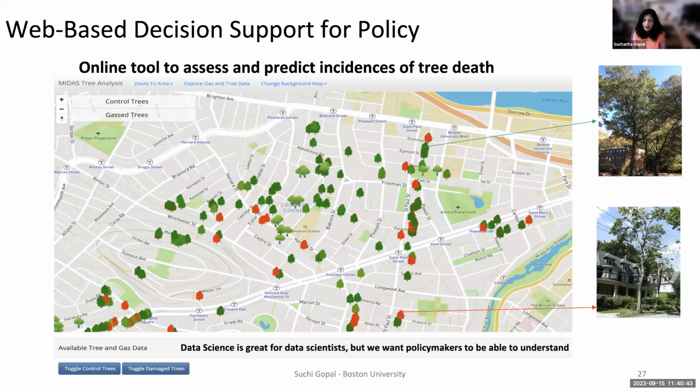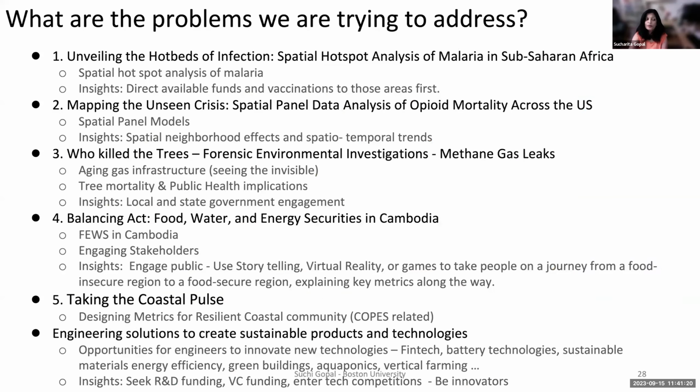So we developed an online tool to assess and predict the incidence of these dying trees. We put it on a nice map so people can interact with the map and see the type of data that we have. And we can look at what exactly are the trees that are healthy, what are the totally damaged trees that are shown in red. And we could be cross-comparing what exactly makes a tree in that condition or state, can we understand something about the infrastructure of the pipelines under the ground, because we can't really see it. So that was that study.